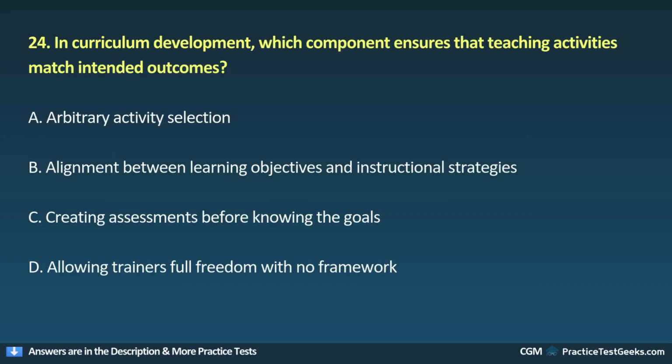24. In curriculum development, which component ensures that teaching activities match intended outcomes? A. Arbitrary activity selection. B. Alignment between learning objectives and instructional strategies. C. Creating assessments before knowing the goals. D. Allowing trainers full freedom with no framework.